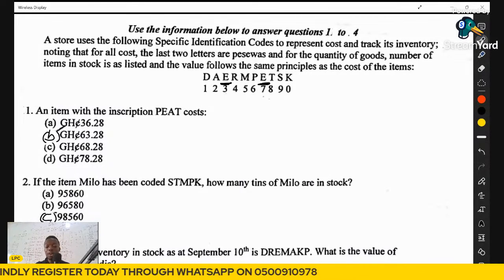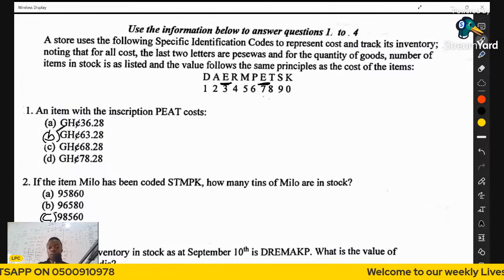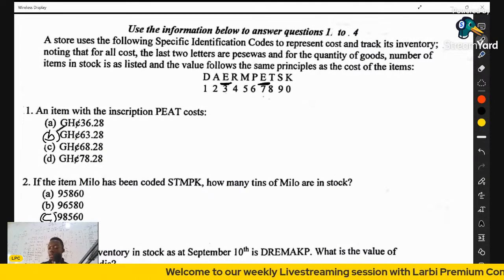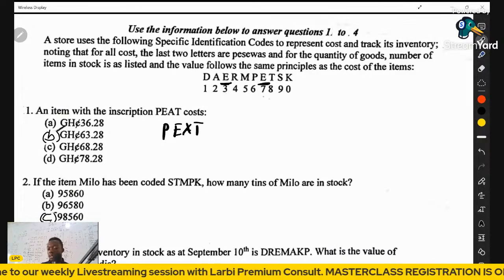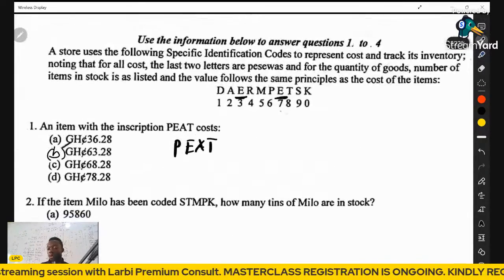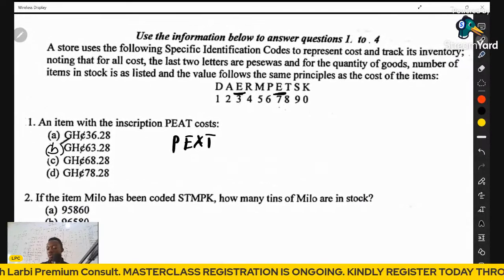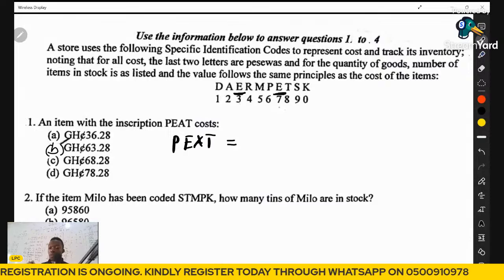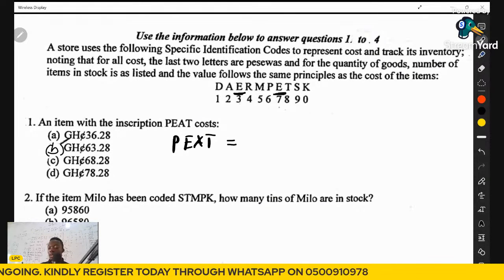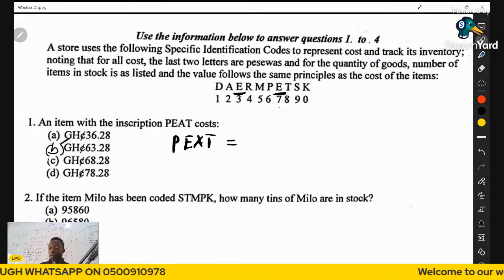We are asked to find an item with an inscription PAT cost what? So this is what we're going to do. We will say that PAT should be equal to, so here we locate the P and its corresponding number or value, and then we attach that to that. So we know P is what? 6, right? We can see from here, 6. So meaning that P is 6.